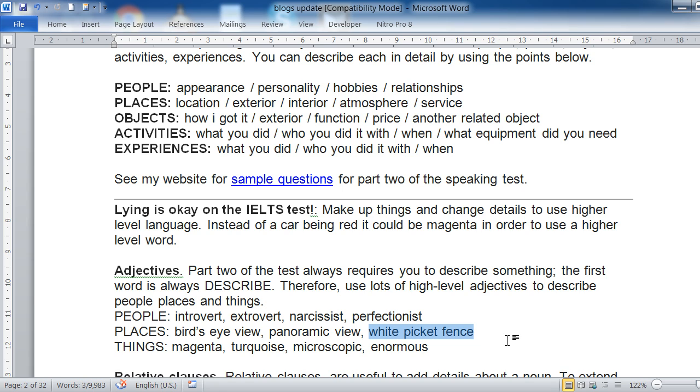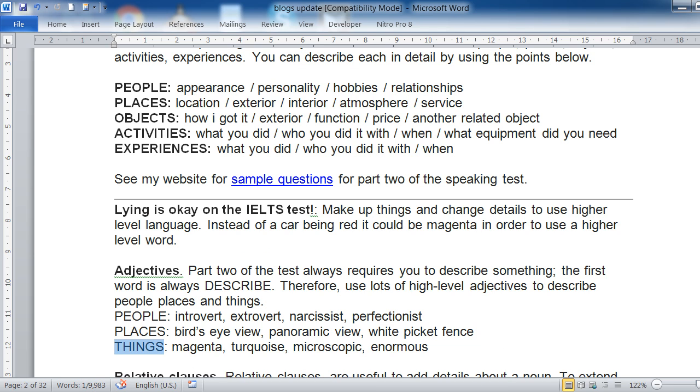Maybe there isn't even a fence, but it comes back to this point about lying is okay in the IELTS test. So you say it has a white picket fence as a way to have more to say and also to increase your score for lexical resource.